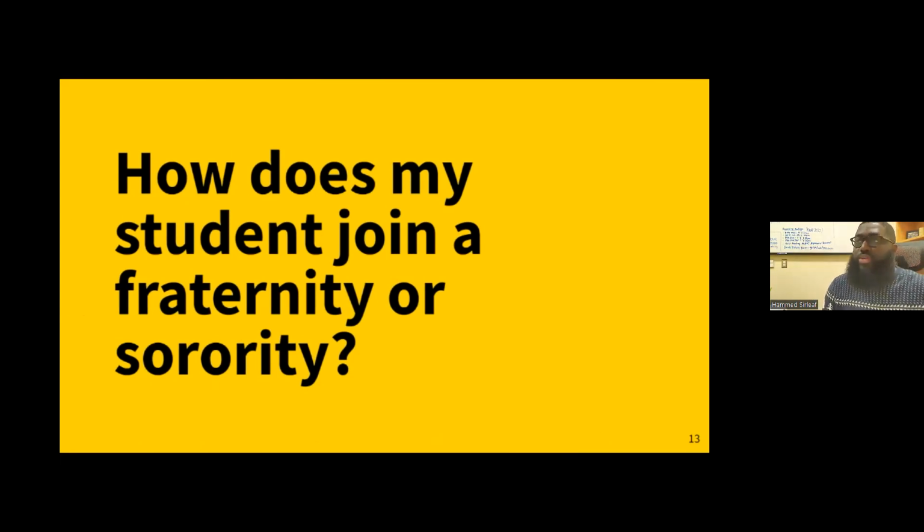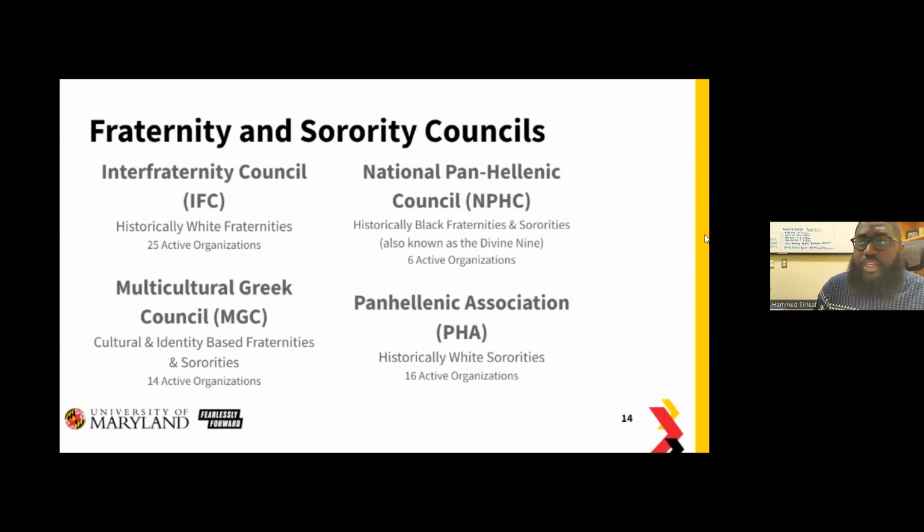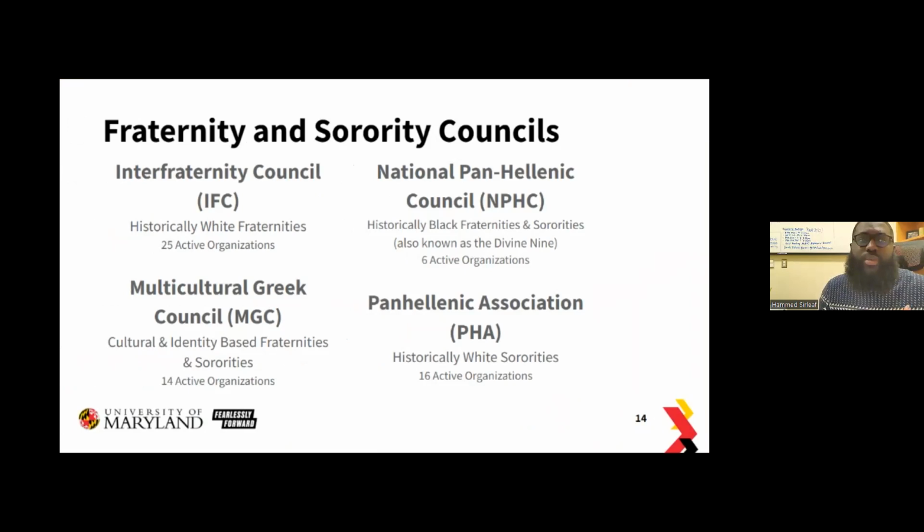So going into another big question: how does my student join a fraternity or sorority at Maryland? We've been talking about these different councils, so I want to break these down for you all before we start talking about the recruitment processes for each one, because all of them are very unique.